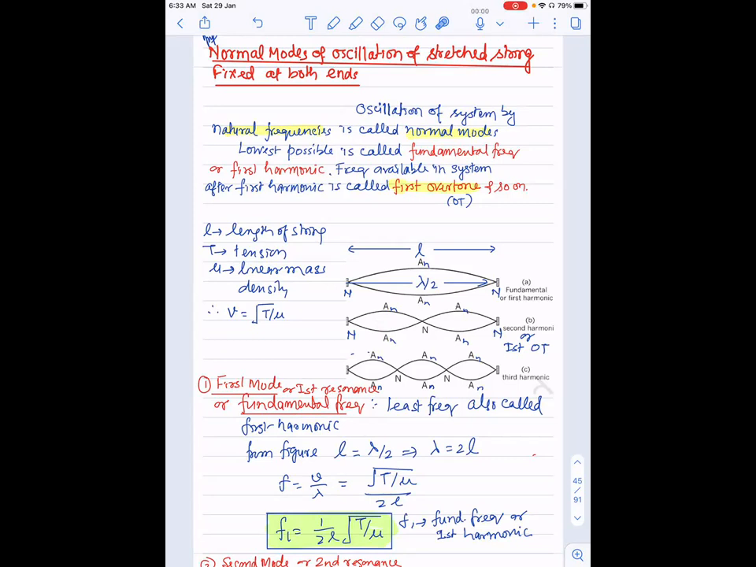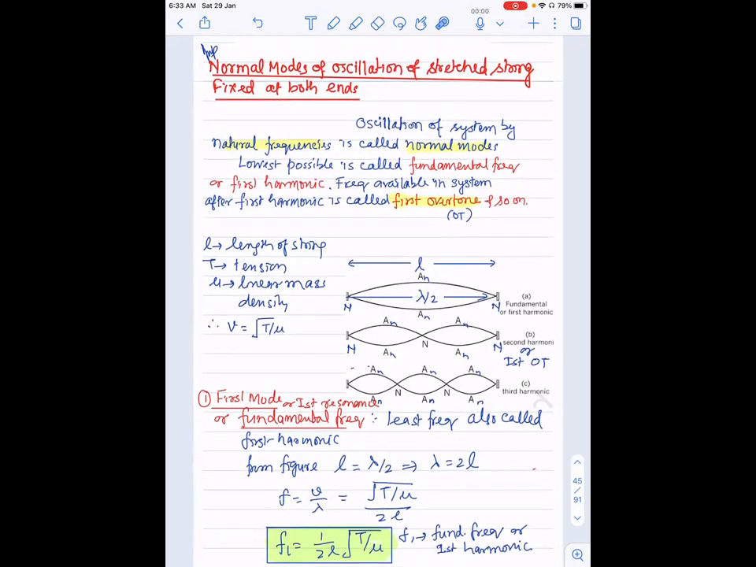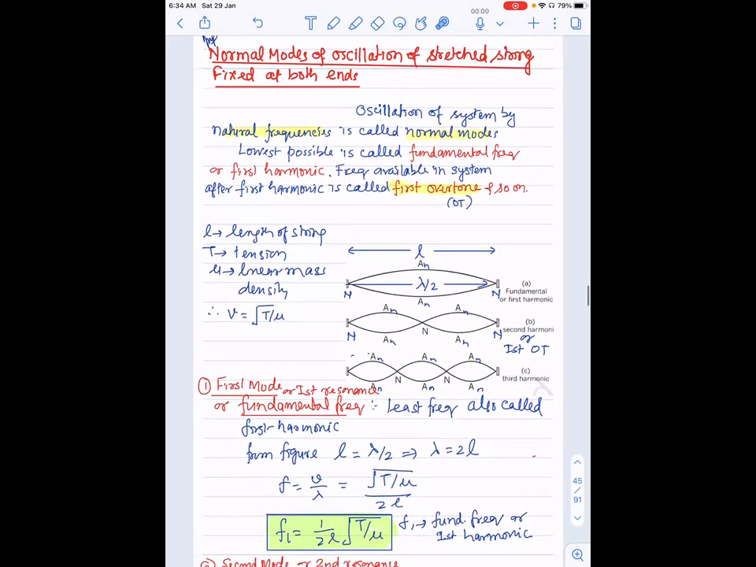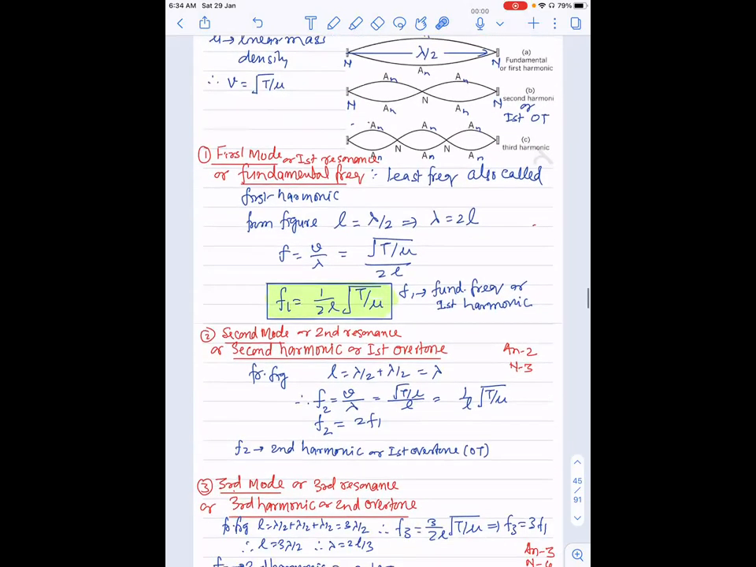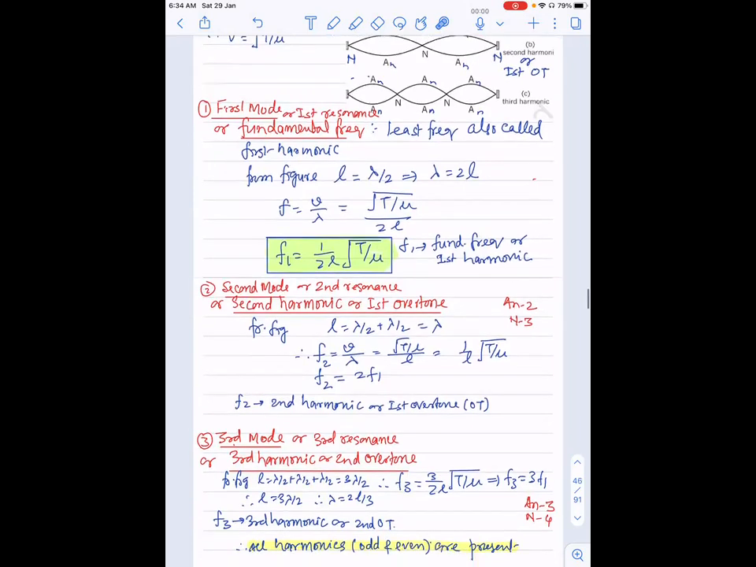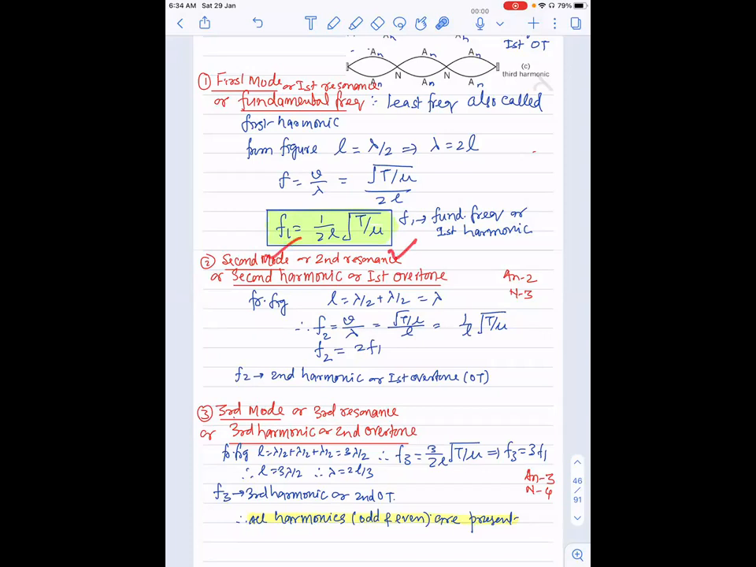When you increase the frequency, two loops are formed. We get the second harmonic. So let's do the second one: normal modes of the vibrating string which is fixed at both ends. A question can come: prove that, find out the first, second, third frequency. In this case, for the second frequency, the second mode is what we call the second harmonic, second resonance, or first overtone. So there are many names for it.